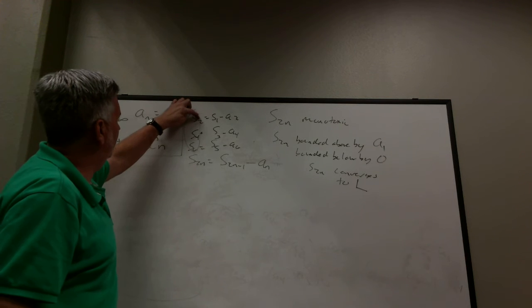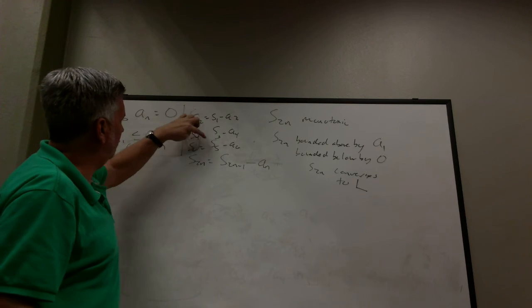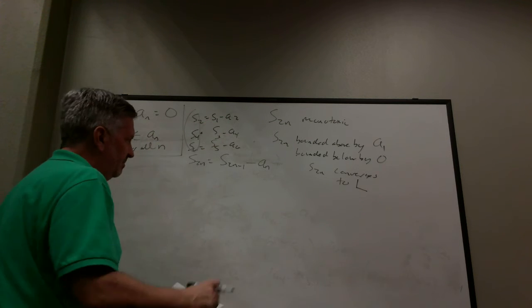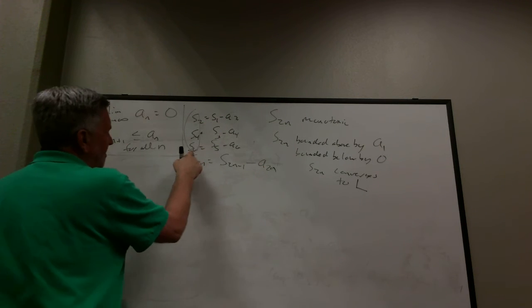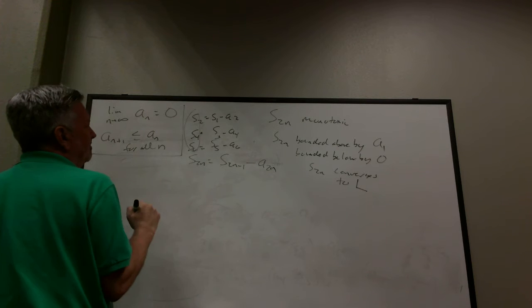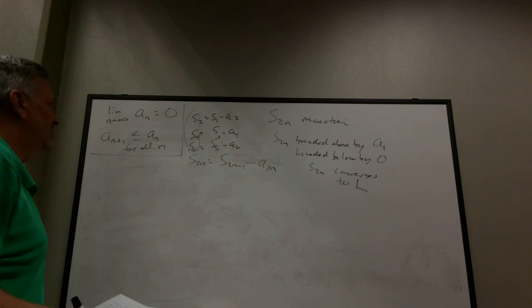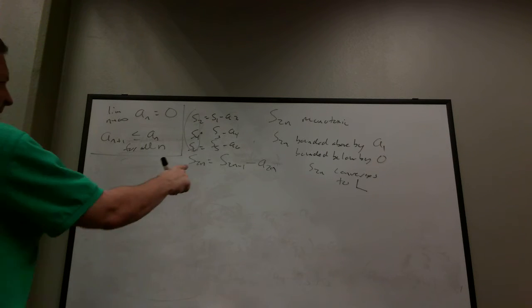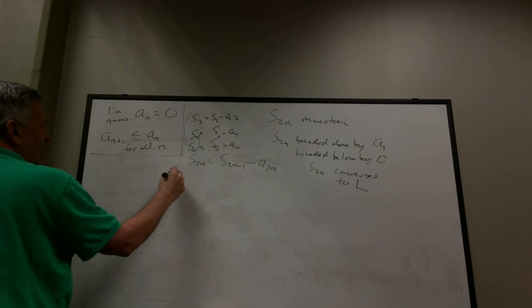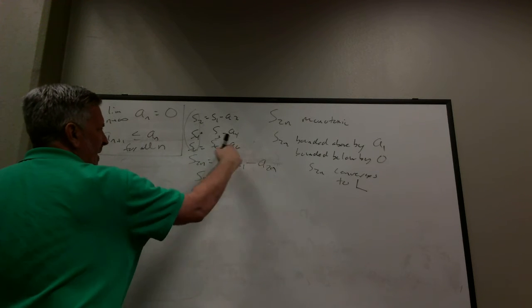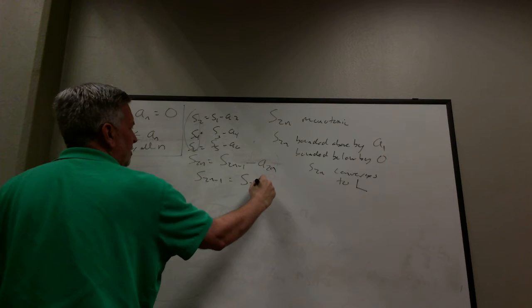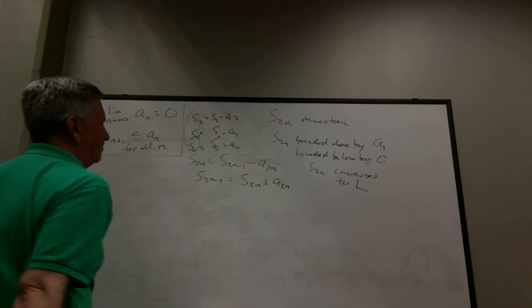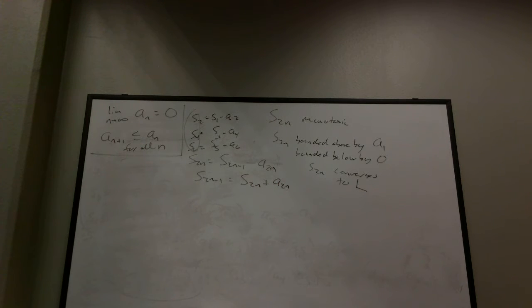S2n is 1 less than that, minus the same 2n. Same subscript, right? That subscript and that subscript are the same, and that subscript is 1 less than that. Okay? Let me solve for S2n minus 1. So S2n minus 1, if you add A2n to both sides, you get S2n plus A2n. Okay? So let's take the limit.